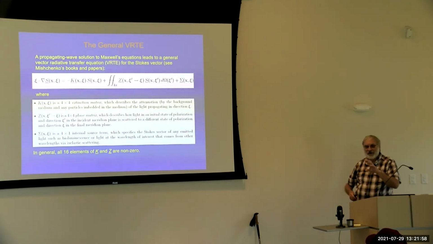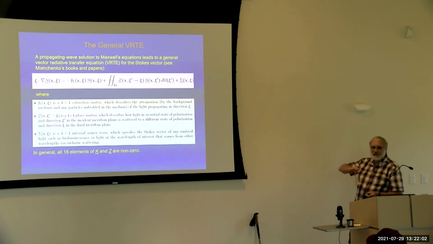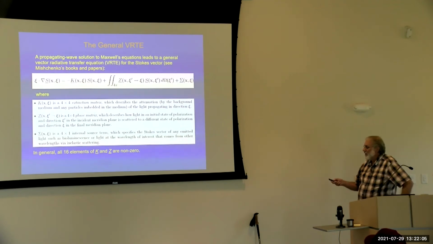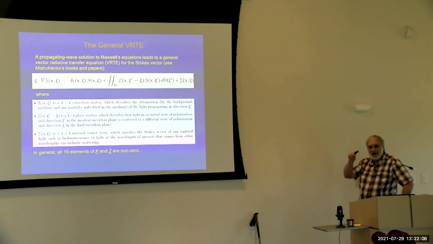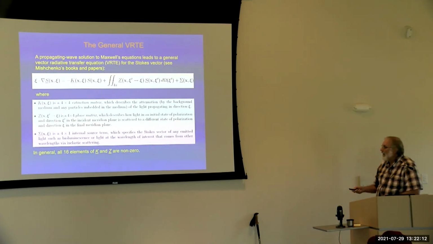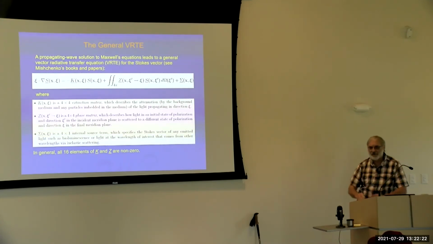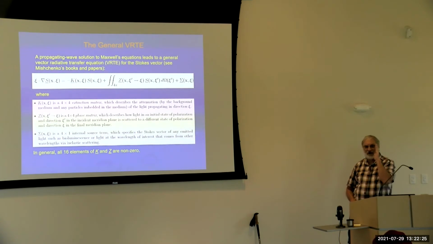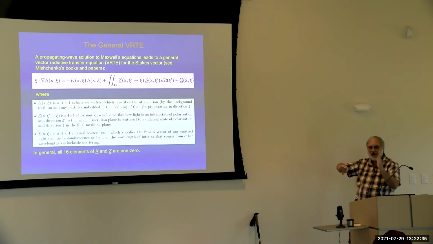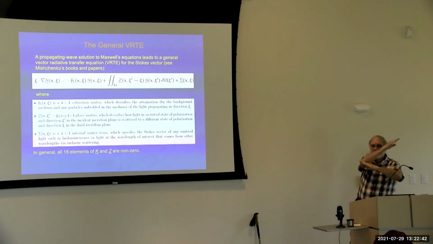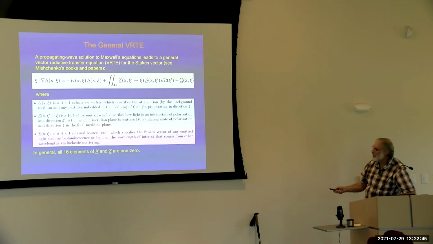Or you may have a medium that will propagate left circular differently than it propagates right circular. So in general, this K matrix is a 4x4 matrix, and all of the terms are non-zero. And then the phase matrix here, once again, has 16 terms, and in general, they're all non-zero. What those different terms do is they say, if I have light that's polarized vertically, how would it be scattered into horizontal polarization? Or if it's polarized vertically, how would it get scattered into left circular or right circular? Or if it's at a 45 degree angle, how would it get scattered into this direction and so on? So that's what those 16 terms do.